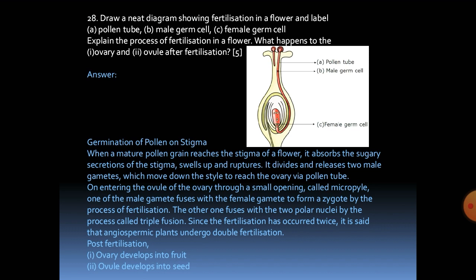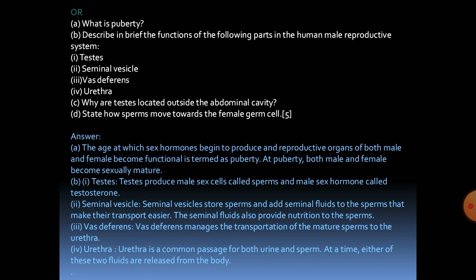Since the fertilization has occurred twice, it is said that angiospermic plants undergo double fertilization. You can also draw the diagram. Next question is, okay, this is a choice question for the previous question.